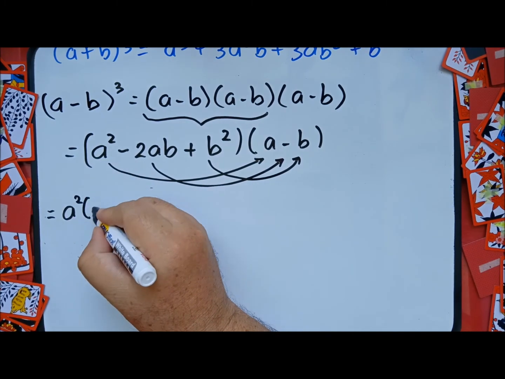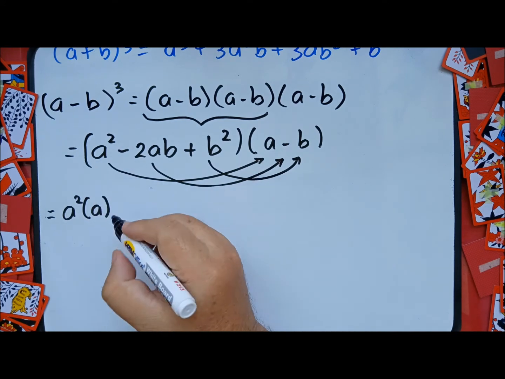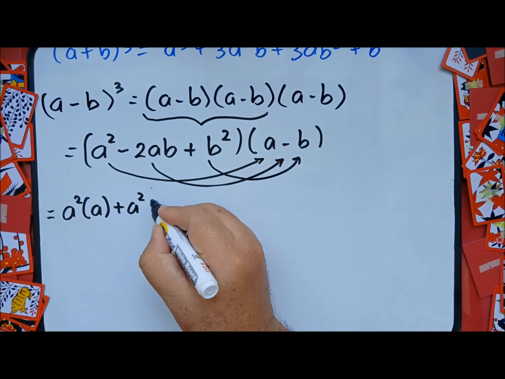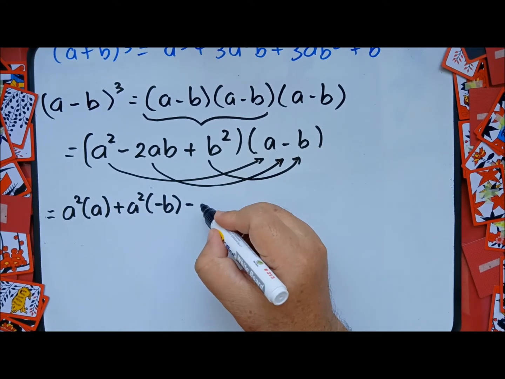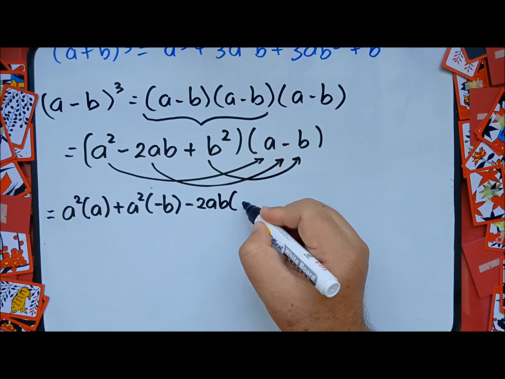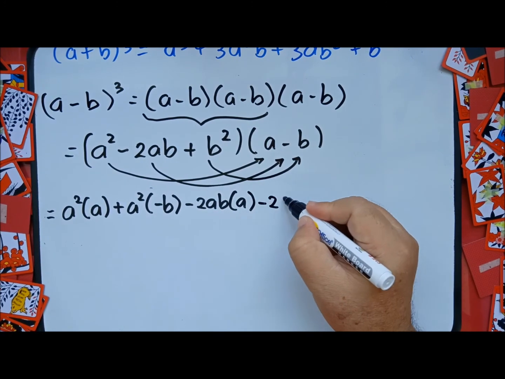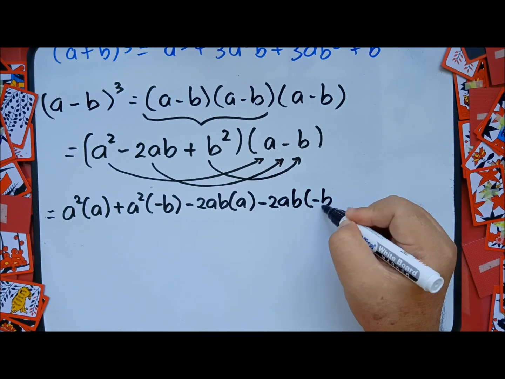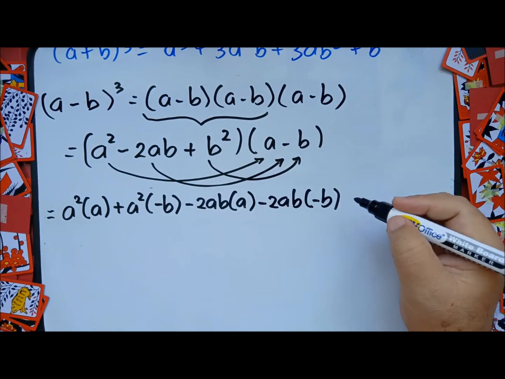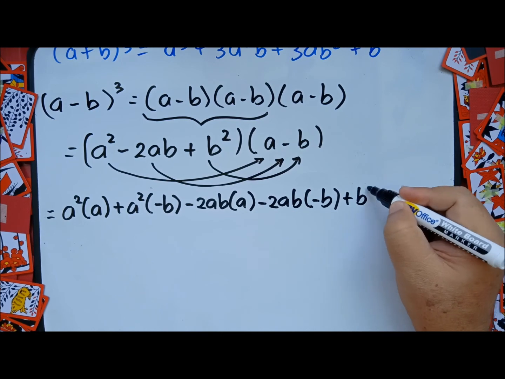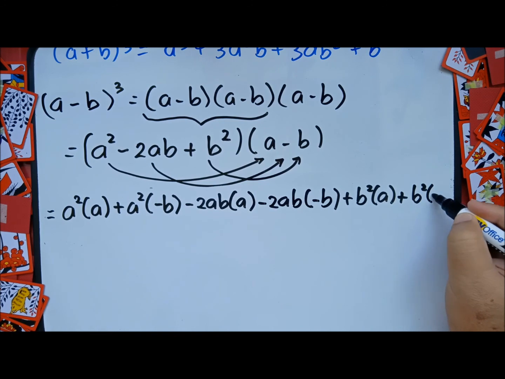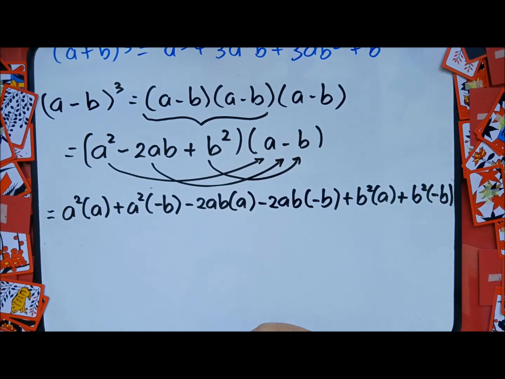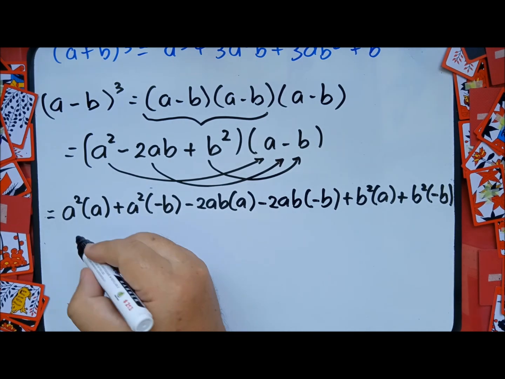This will become what? A squared times a plus a squared times negative b. Next, negative 2ab times a, negative 2ab times negative b. Then, plus b squared times a plus b squared times negative b. Okay, can you follow?